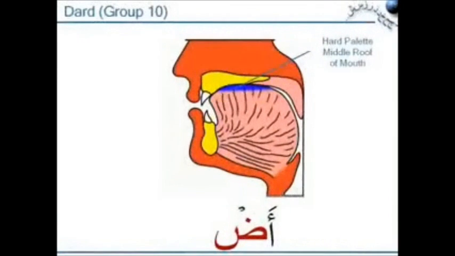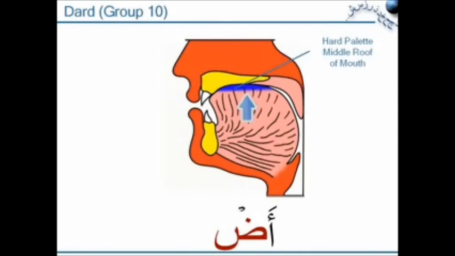Group 10 is the letter dad on its own, so it's like a thick D, dad, and with the sukun it will give the sound of ad. Okay, so it's one of the more difficult ones to pronounce, and non-Arabs find this very difficult. So if you try and say dad and then say ad, so again it's thick letters, so the back of the tongue will come up a bit, ad.